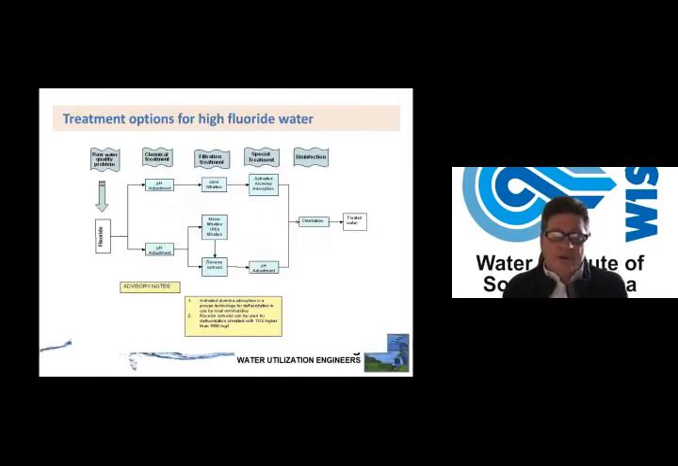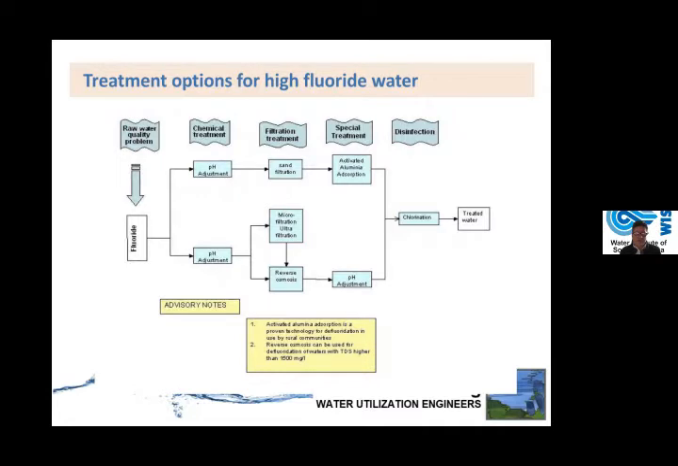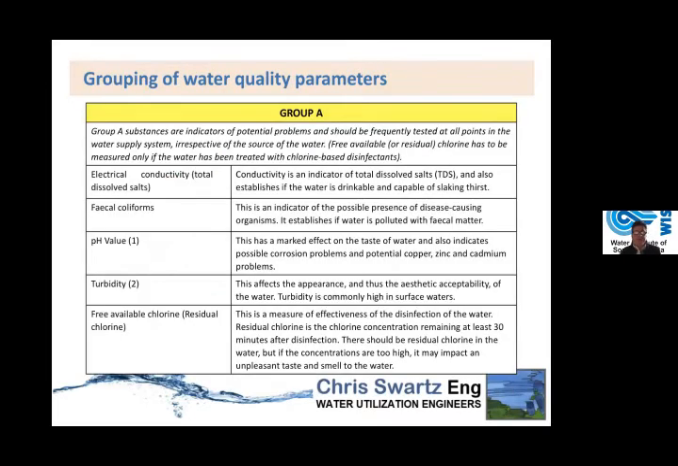So there are fortunately solutions for high fluoride water. Activated alumina is a very popular one that's used, but you can also use membranes. Membranes for most of the treatment options is a solution, although you must bear in mind you're causing a brine that you have to get rid of. And it also has high energy requirements for operating a reverse osmosis or membrane treatment plant.